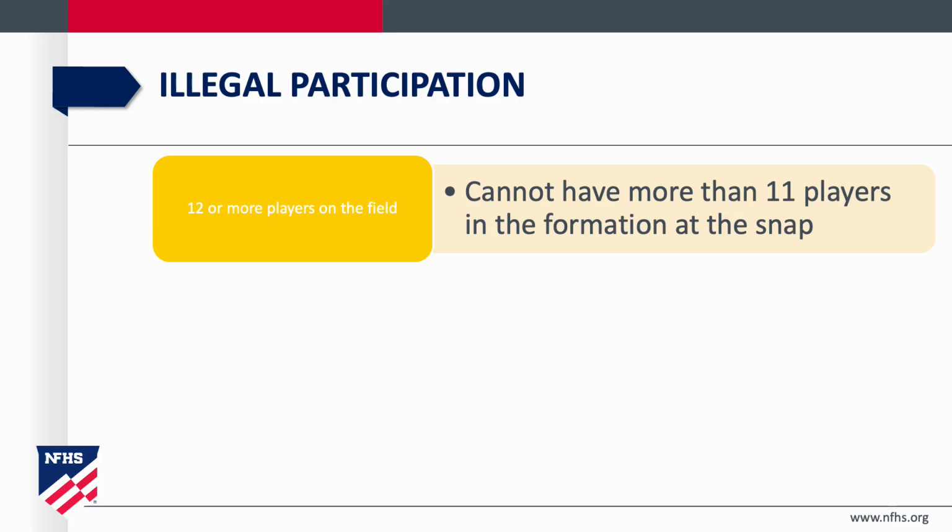The most common violation of illegal participation is a team that has 12 players at the snap. Typically, we want to catch this before the snap and get the illegal substitution penalty instead. But sometimes we might not be able to get our count in time. This foul is simultaneous with the snap, and therefore the basic spot is the previous spot.